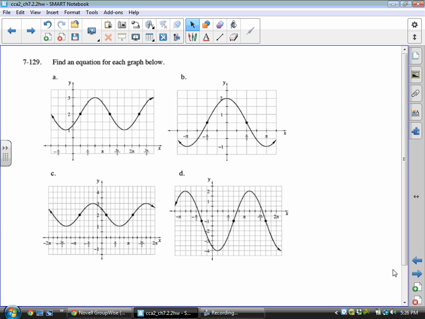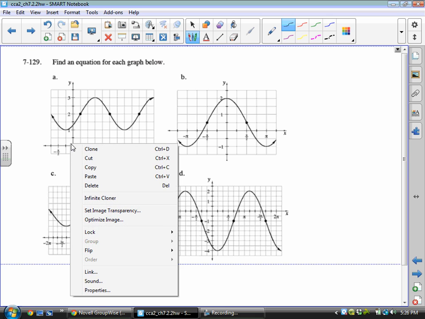So I'm going to assume all of these are going to be sine functions, where that starts at (0, 0), and it's just shifted from there. Because cosine can be made from sine, we're going to assume these are all sine graphs. Okay, so part A, I wanted to start at (0, 0).